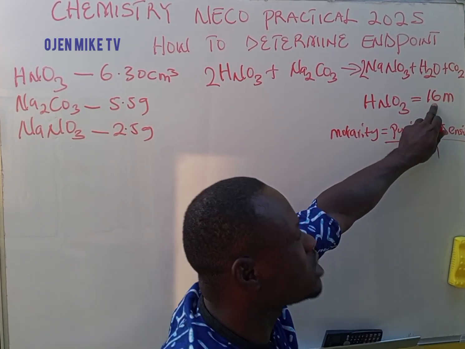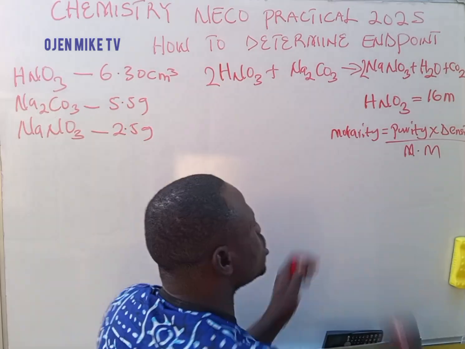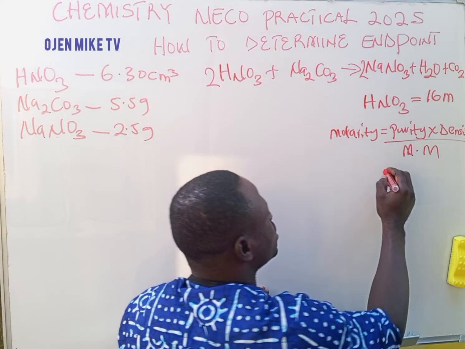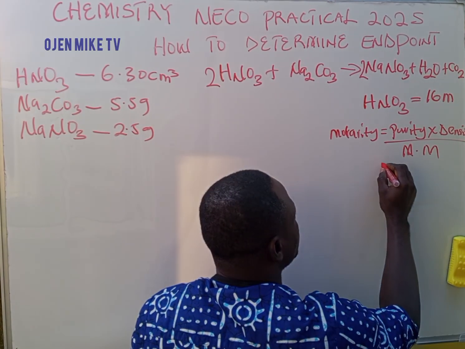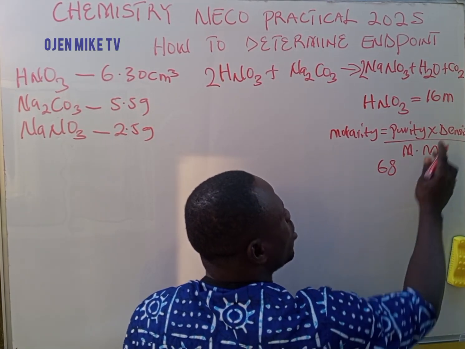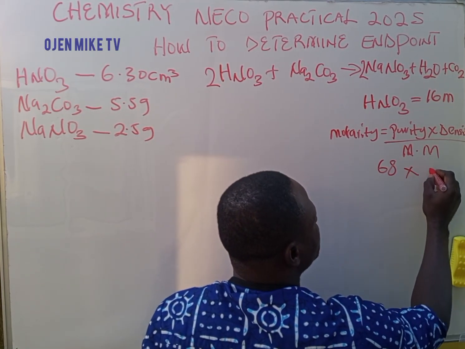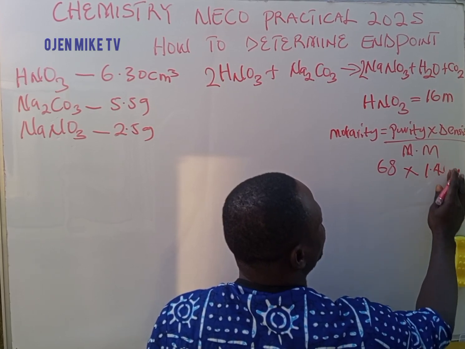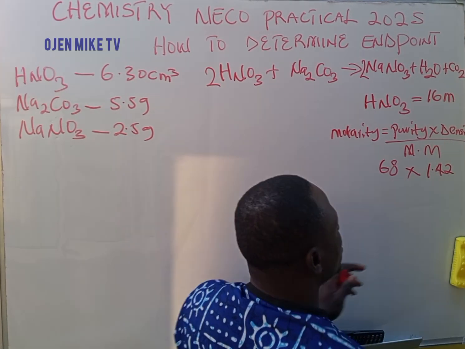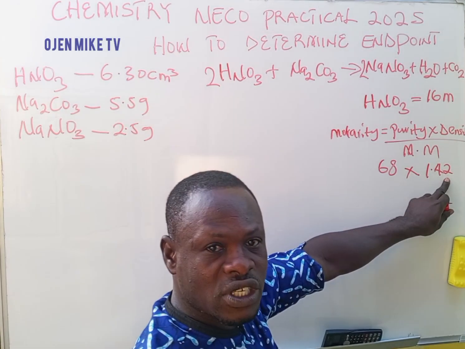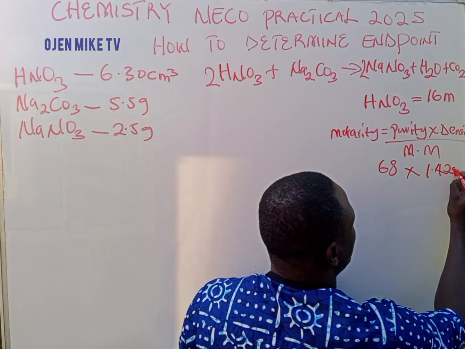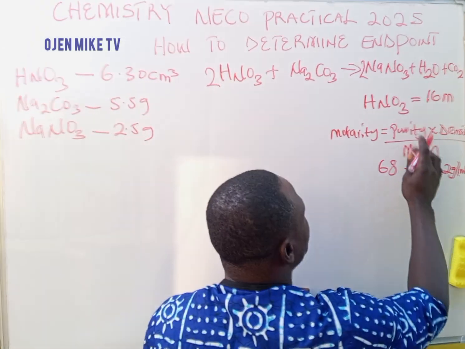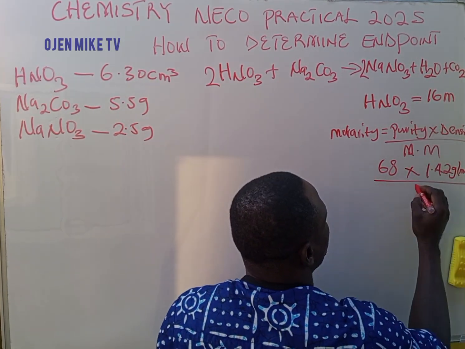How to get this 16? The percentage purity of trioxonitrate(V) acid is 68%. The density is 1.4642, in grams per milliliter. Do you get that? And the molar mass of trioxonitrate(V) acid is what?